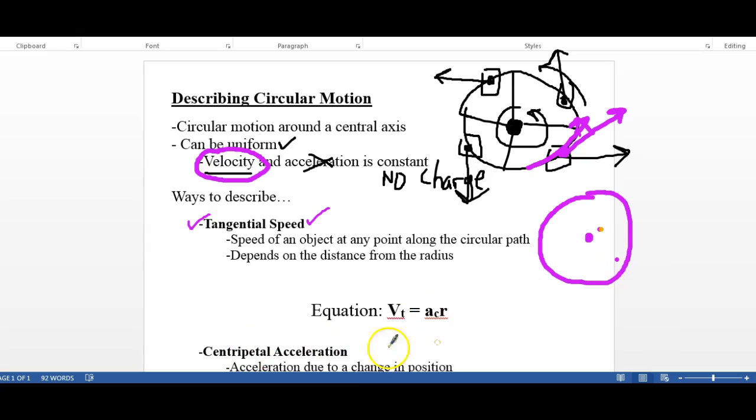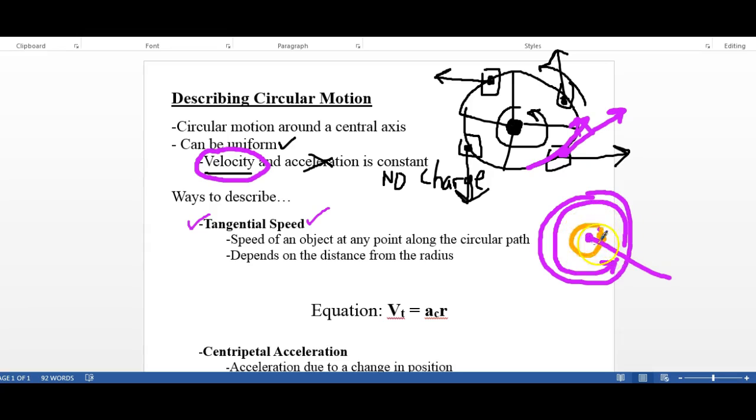As this orange one moves around, for it to make one revolution, it travels that far. And then this pink one, directly across from it, look how much further it has to go for it to move around. So with that thinking, you have to realize that this one on the outside has to move faster than the one on the inside.